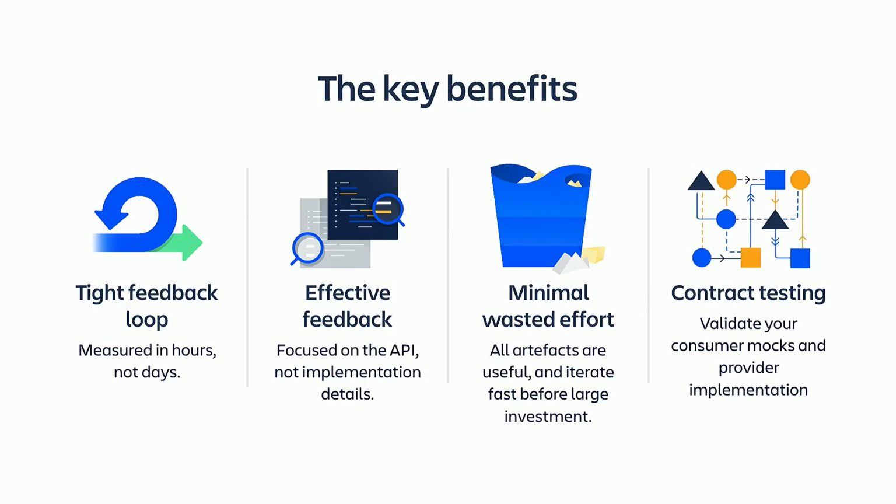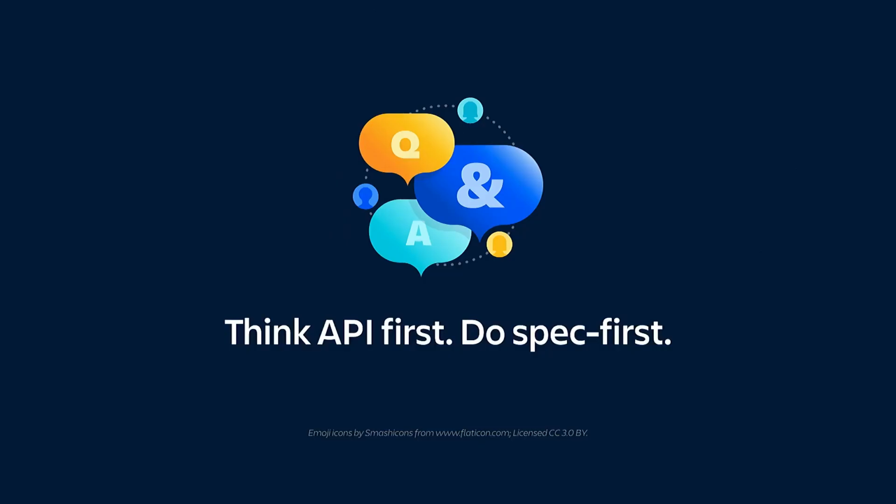And you also unlock contract testing almost for free. A lot of the tooling that we're using comes out of the contract testing world. So you immediately get to unlock contract testing to validate that your implementation matches the spec, and the consumers can validate that their usages also match the spec. So that's it. So think API first and do spec first.